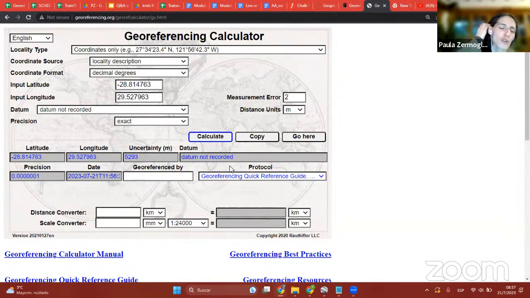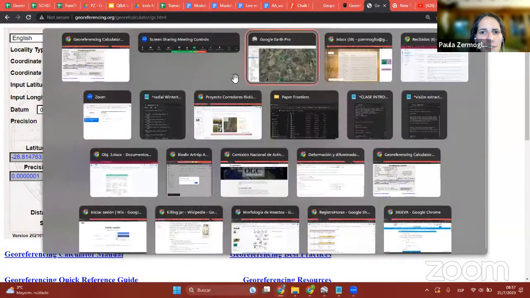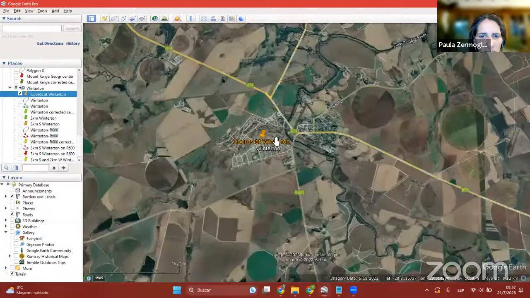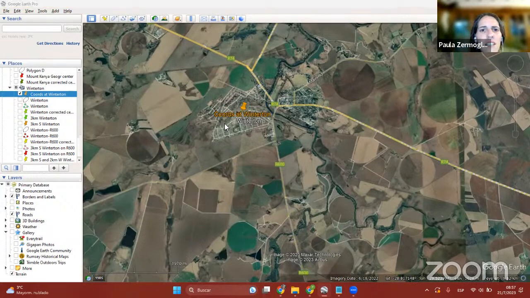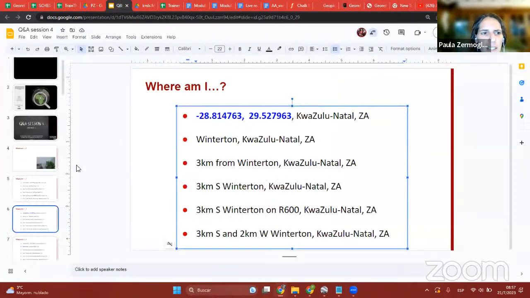And if we use some source, the sources. In this case, we just use the locality description, so we don't have any particular source. Here in Google Earth, I just kept that dot there, the point, so that we have it to compare when we georeference the rest of the localities. It was just a point that falls within the town of Winterton. Okay. Now let's go to the next location.